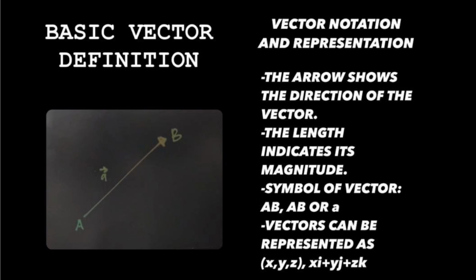The symbol of a vector is AB with an arrow on top, or a bold or small a with an arrow on top. Furthermore, vectors can be represented as a horizontal bracket (x, y, z), a vertical bracket (x, y, z), or xi plus yj plus zk.